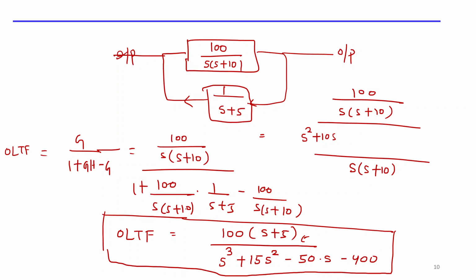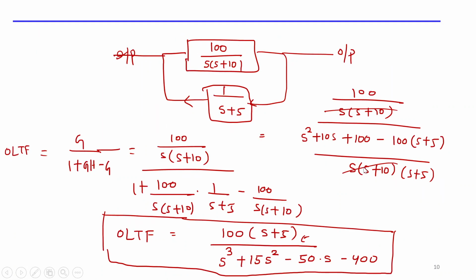Then s into s plus 10 into s plus 5 is the LCM, right? You have to take everyone, because this s into s plus 10 into s plus 5 is gone. So here 100 is coming, minus, and for this part s into s plus 10 is common, so I have to multiply 100 into s plus 5. Got it now? Yes, this is cancelled. I'll just simplify, sir.